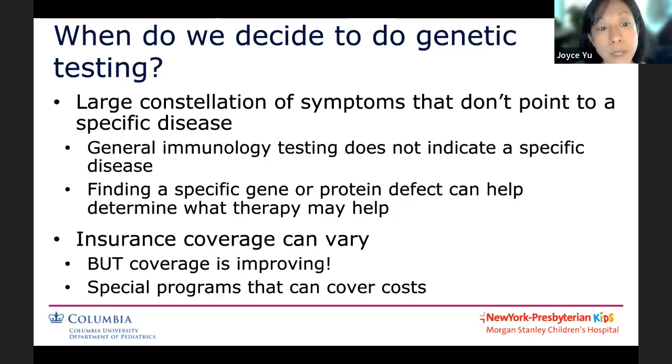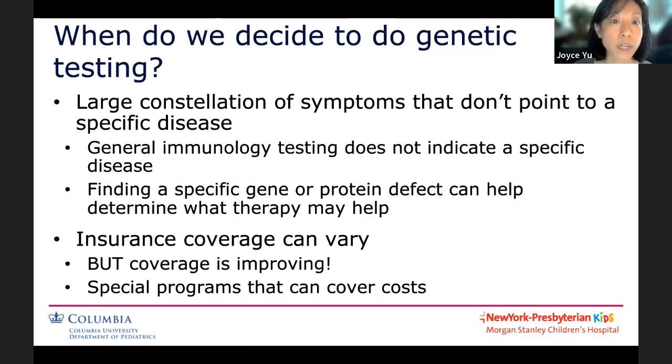In which case, potentially finding that specific gene or protein defect by looking at your genetic testing may help us determine what is going on with you or what's causing your symptoms, and it may help us determine what sort of therapy may help. Now, again, the insurance coverage for this can vary, but the coverage is improving. Years ago it was very hard to get genetic testing, but now more and more insurances are covering this, and we do have special programs that some of these companies provide that can help cover costs.